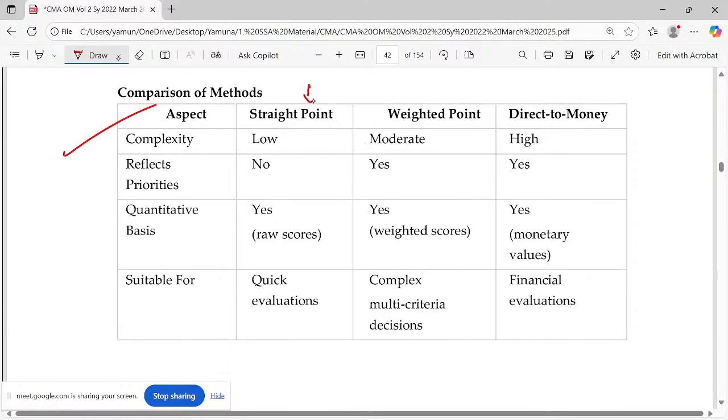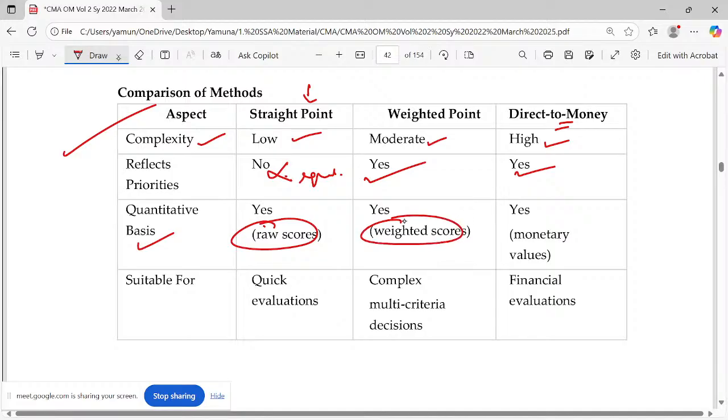When you talk about straight point, the complexity is low, whereas in the case of weighted it is moderate, but direct money is completely high. The profit angle of the program makes it highly complex. Reflects priority: the straight point is not reflecting priority because equal weight is assigned, right? So we cannot give priority. Whereas in the weighted method, yes, we are giving priority because depending on the weightage we are giving the priority, and direct money also. Quantitative basis: here we go for the raw scores, here we go for the weighted scores, here we go for monetary analysis. It is suitable for quick evaluation.